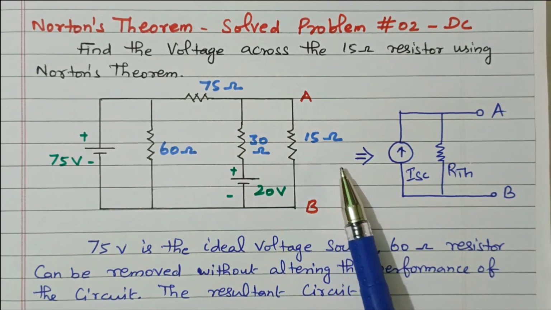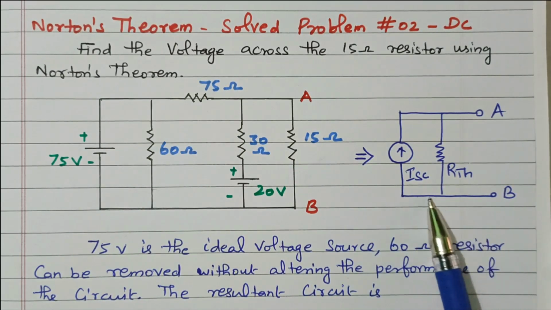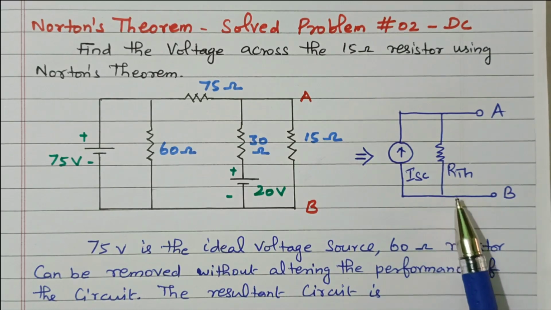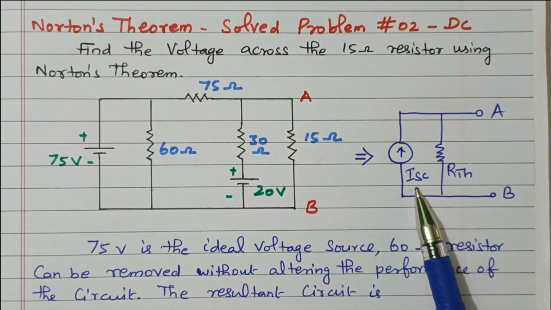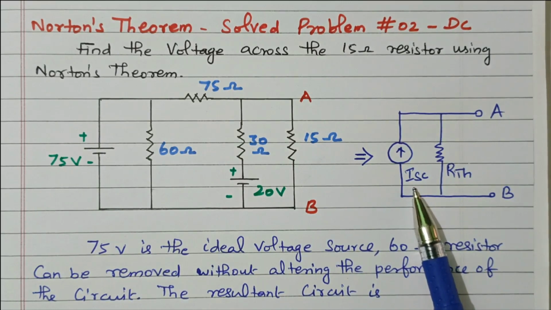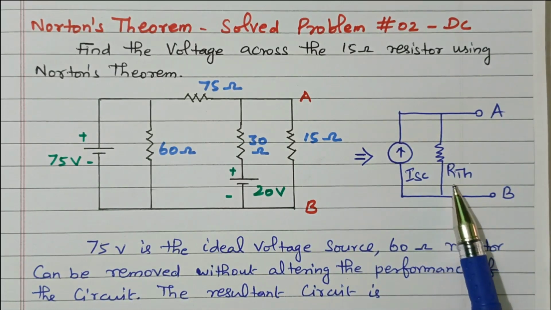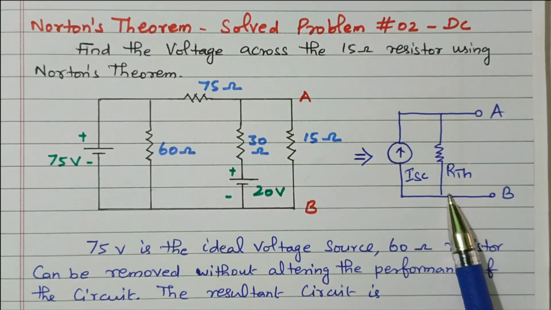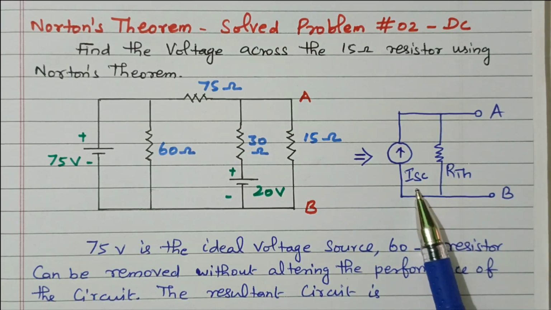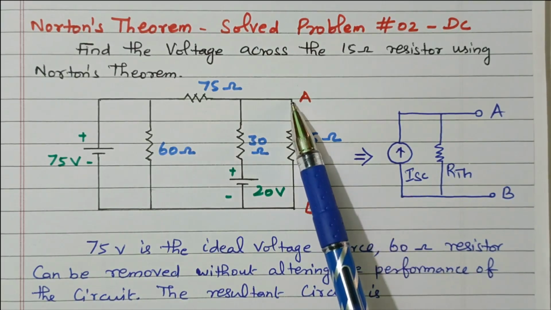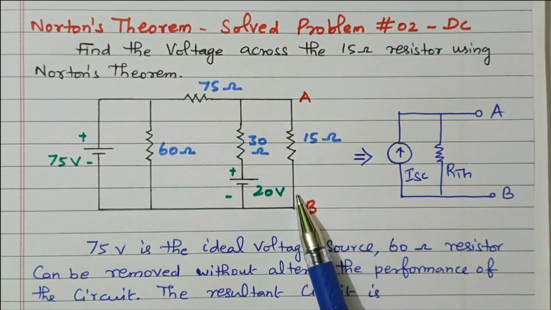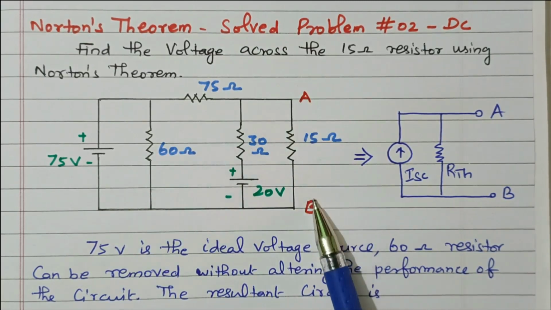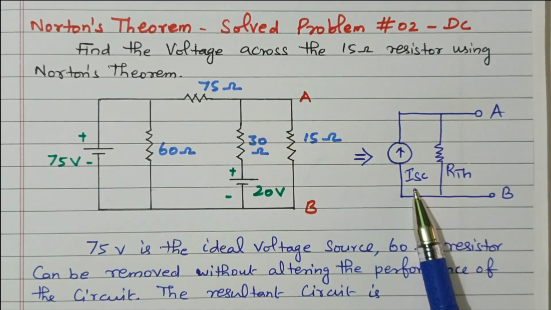So this complicated circuit should be converted into Norton's equivalent circuit. The Norton equivalent circuit has a short circuit current source, one current source connected in parallel with the R Thevenin. Then how to find the short circuit current? The terminal AB is short circuited. Then the current flowing through the terminal AB is nothing but ISC.